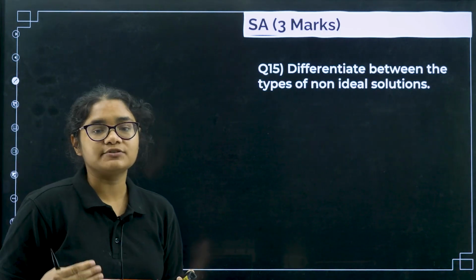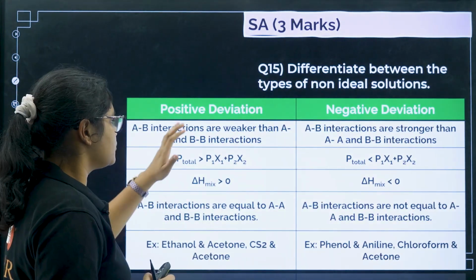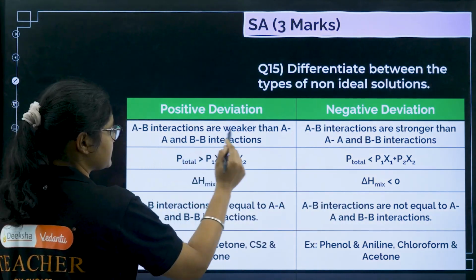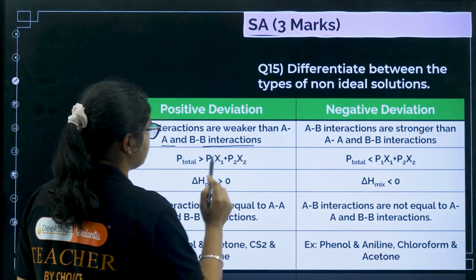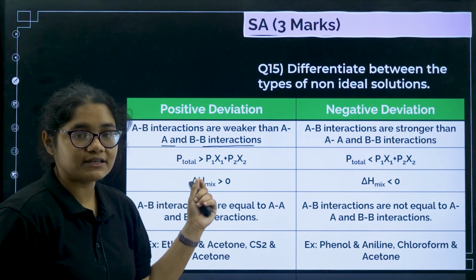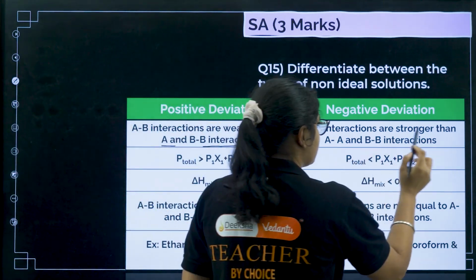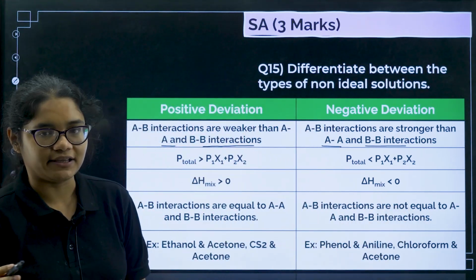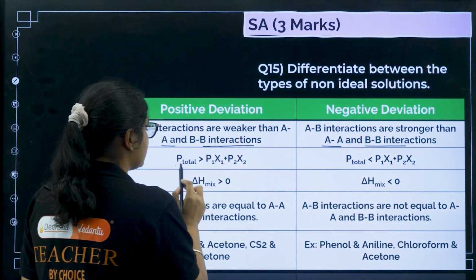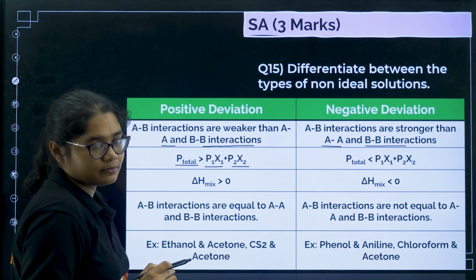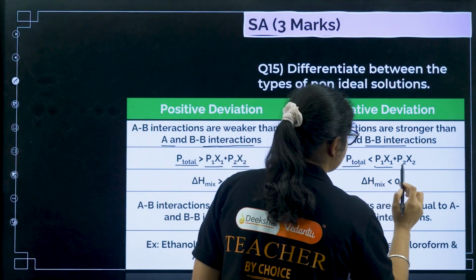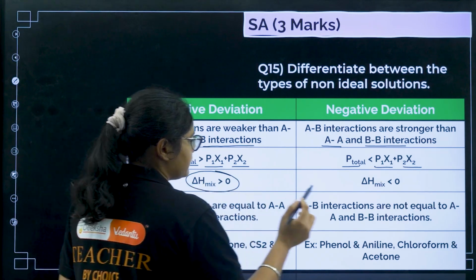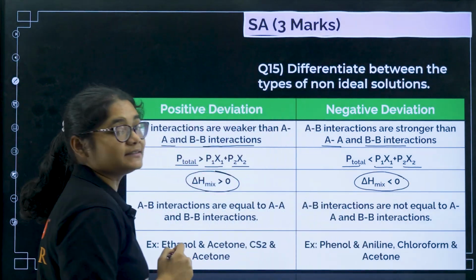Differentiate between the types of non-ideal solution: positive deviation and negative deviation. AB interactions weaker than the AA and BB interactions is called positive deviation. If AB interactions are stronger than AA and BB interactions, that is negative deviation. Next, P total is greater than P1 x1 plus P2 x2 for positive deviation, and P total is less than P1 x1 plus P2 x2 for negative deviation. Delta H mix is positive here and delta H mix is negative here.